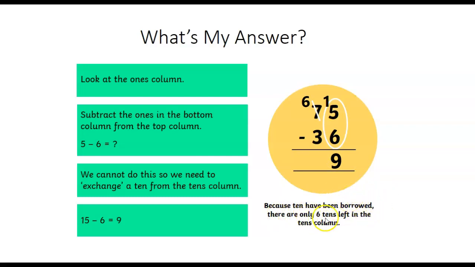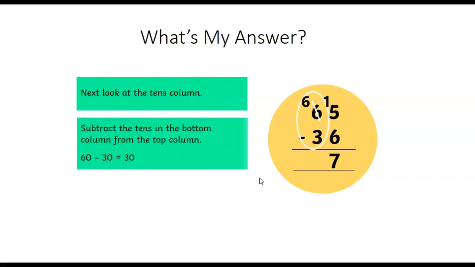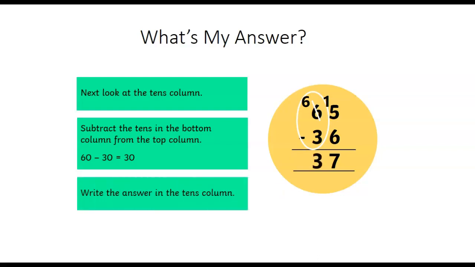And there are only 6 tens left. So there is an error. That should say exchanged on it. Now let's look at the tens column. 6 tens take away 3 tens. I know that 60 take away 30 is 30, or 6 tens, 6 take away 3 is 3. 3 tens. So the answer is 37.